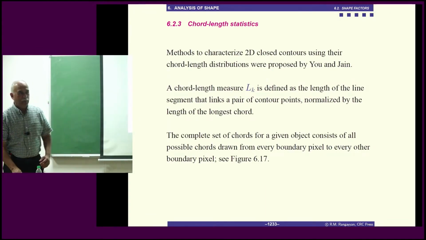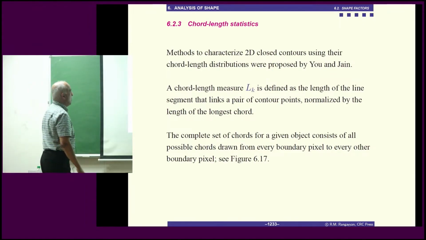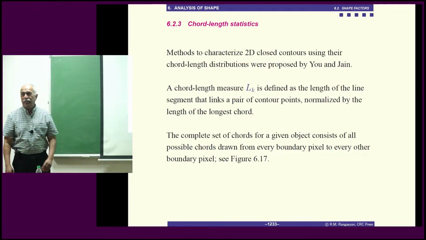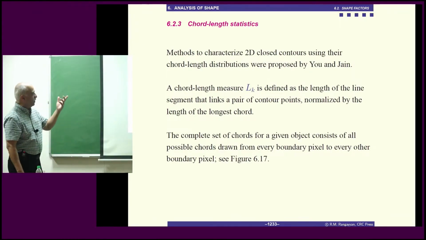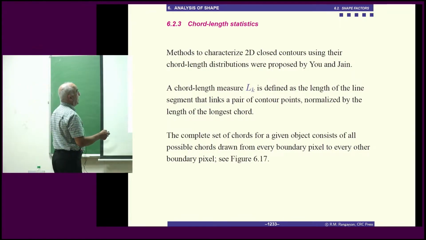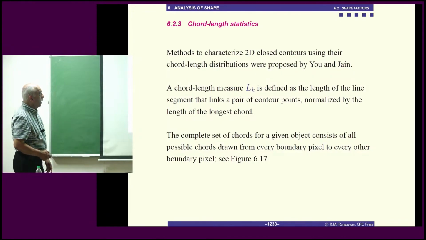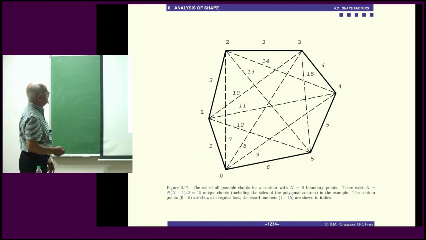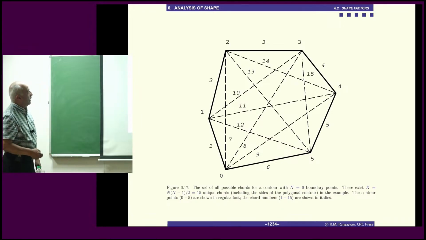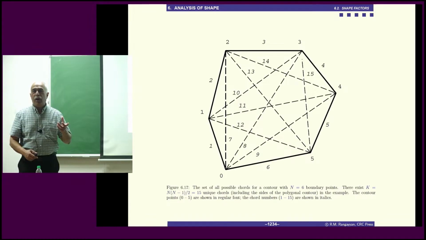There was another method proposed to take lengths of chords and use them as variables in computing statistics, called chord length statistics. A chord length measure Lk is defined as the length of the line segment that links a pair of contour points, normalized by the length of the longest chord. So if this is your shape, from every point on the contour, you draw lines to every other point and find those distances. They are the chord lengths.